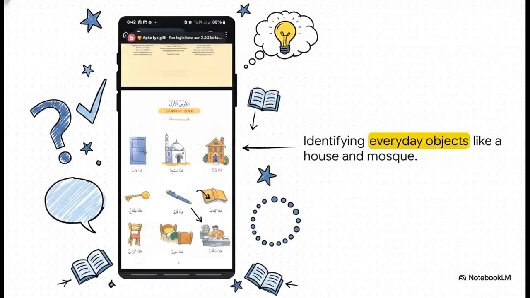See if you can spot the pattern as we go through some everyday items. We've got hada beitin for house or hada masjidan for mosque. A door is bab, so "this is a door" is literally just hada bab. A book is kitab, making it hada kitab. It is so straightforward. You just place hada right next to the noun. No extra filler words required. Hada qalam, this is a pen. Hada miktab, this is a desk.